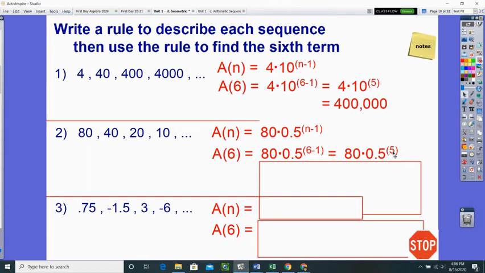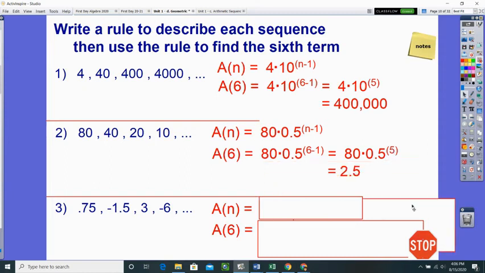I didn't need to have the 5 there. And now 80 times 0.5 caret, your exponential button, to the 5th, hit equals, and you should be seeing 2.5. And notice this one's getting smaller. It's going down. Okay, this is not exponential growth. This has a different name. Going down, it's a decay. It's decaying. Something's going away. Decay means to erode, to go away.